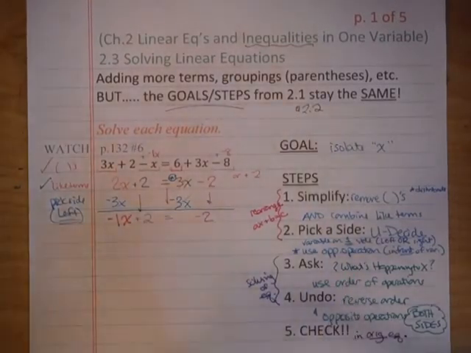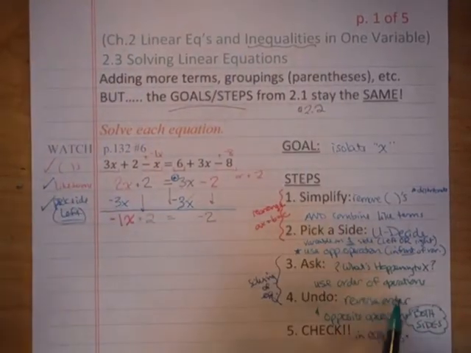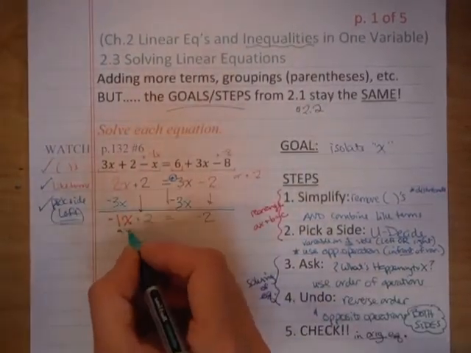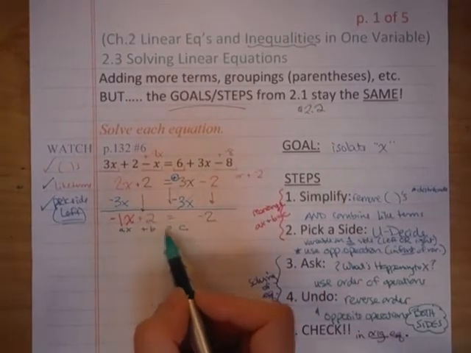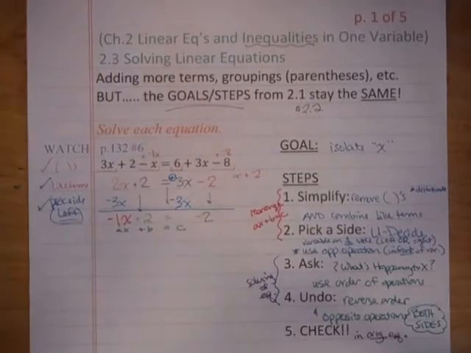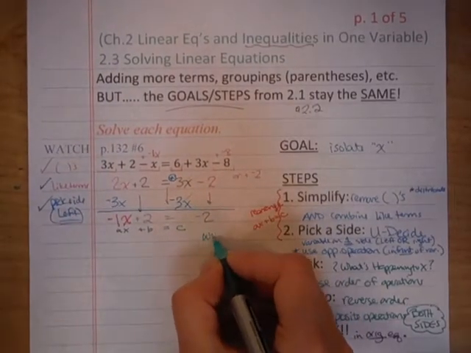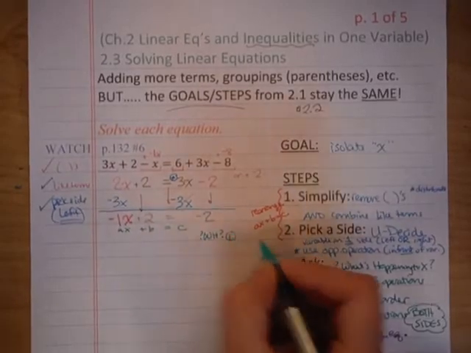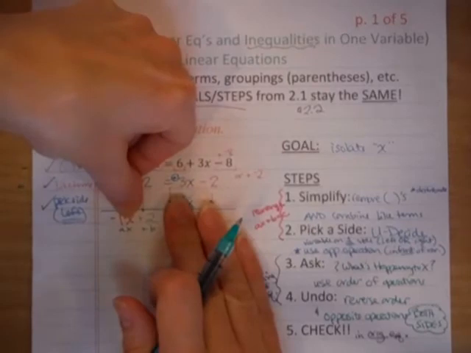Okay, so now we've picked a side. Now we start asking what's happening to x. We're in this ax plus b equals c form here. Negative x plus 2 equals negative 2. So we ask ourselves what's happening to x, and in this case, if you put a number in for x, what would happen? Ignore the side that doesn't have x.